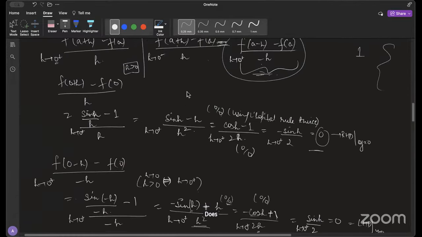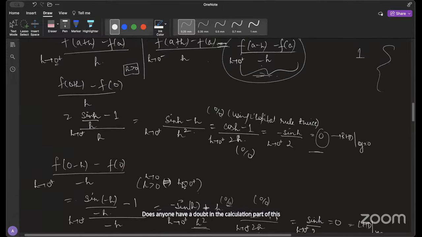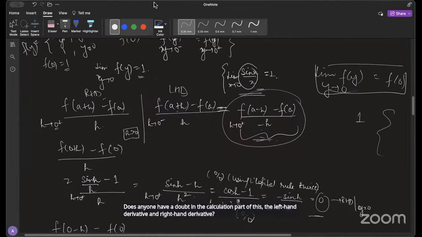Does anyone have a doubt in the calculation part of this, the left hand derivative and right hand derivative? No, ma'am, no problem. Okay.